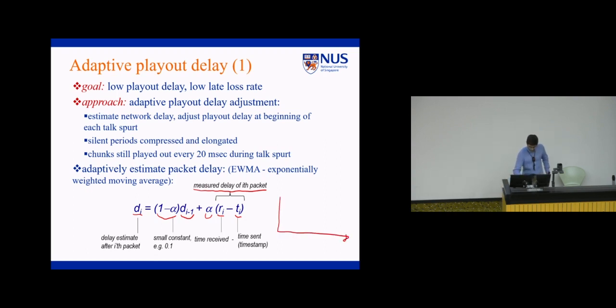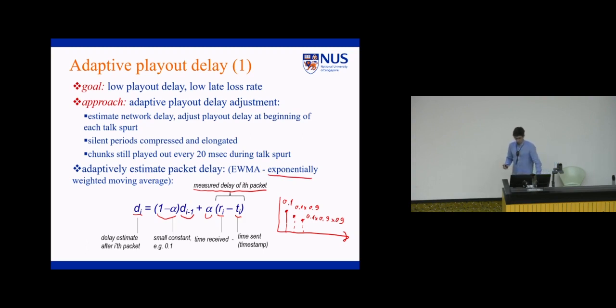So if we, again, draw the weight of each, for the current packet, I'm assigning a weight of 0.1, assuming alpha is 0.1. But then when I'm measuring a delay estimate for the next one, my previous packet will have a weight of 0.1 times 0.9. And for the next one, it's going to have a weight of 0.1 times 0.9 times 0.9. So it gets smaller exponentially with a factor of 0.9. That's why we call it exponentially weighted moving average.